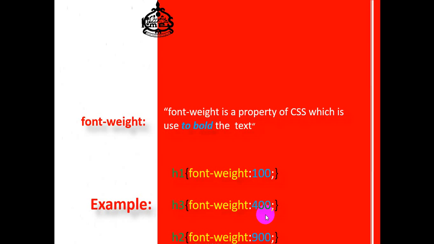But if you use more than 400, meaning 500, 600, 700 or 800, it will be more than normal, so it will be bolder. And what is 900? 900 is the boldest, or you can say the highest.